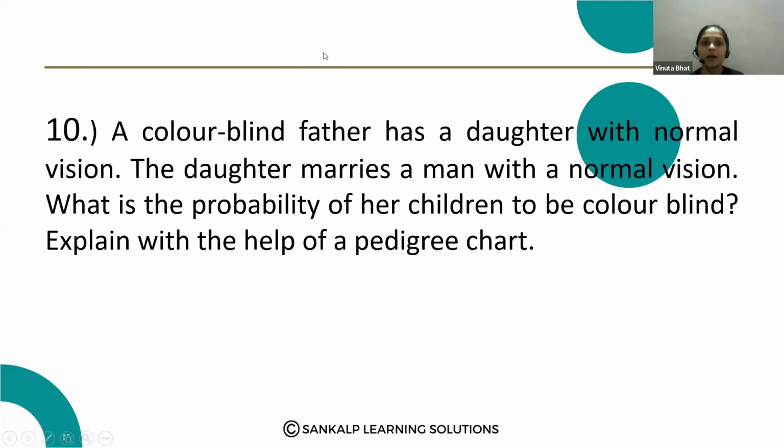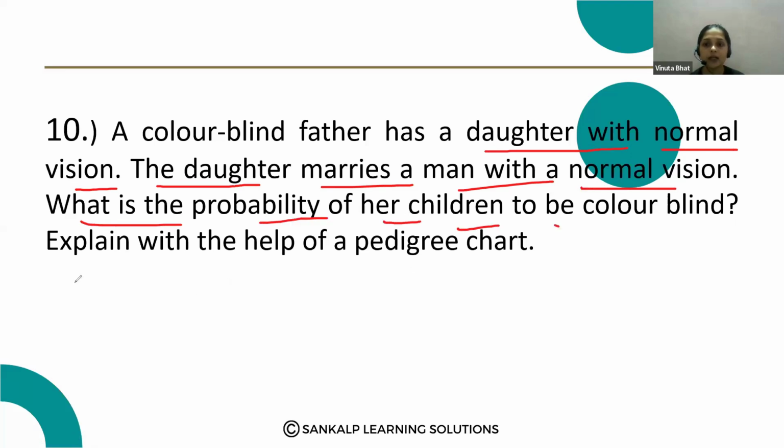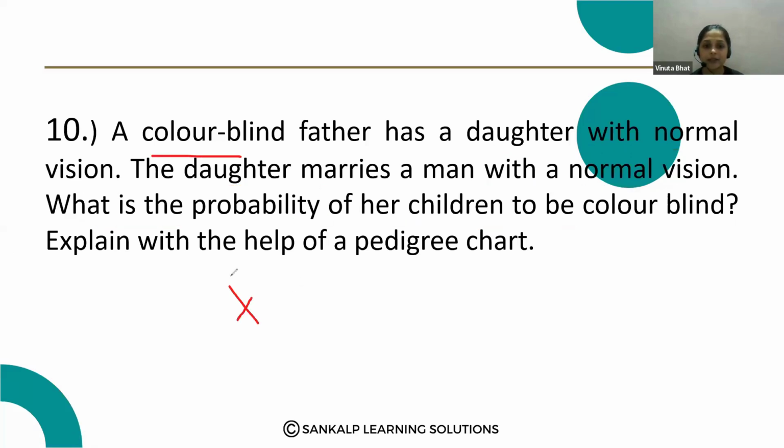Next question. A colorblind father has a daughter with normal vision. The daughter marries a man with normal vision. What is the probability of her children being colorblind? See, a colorblind father, so I will take X, Y, has a daughter with normal vision. Whether the mother is a carrier or not, I don't know. We don't have that information.